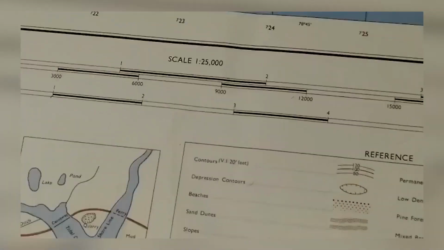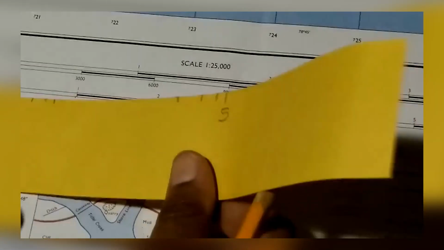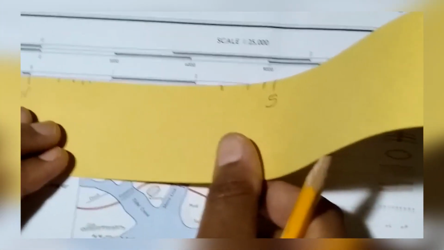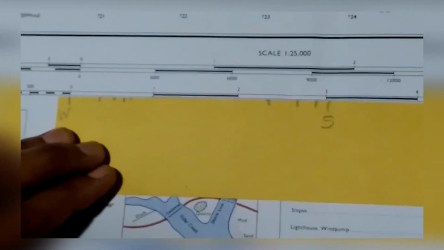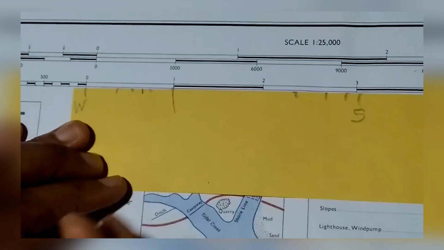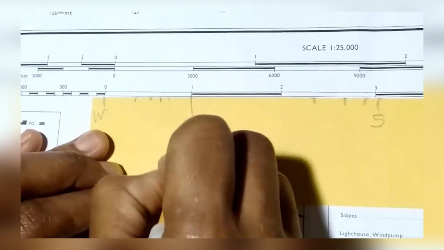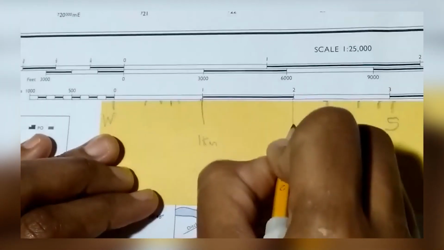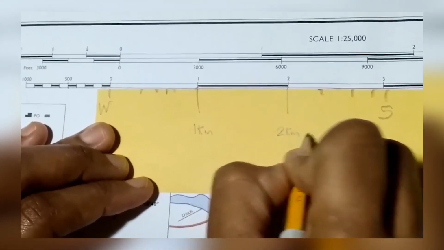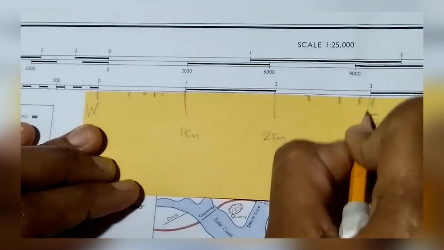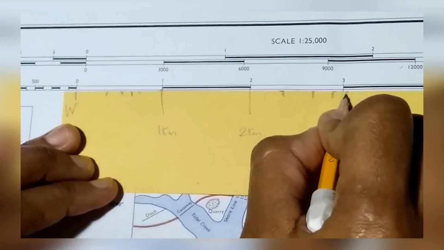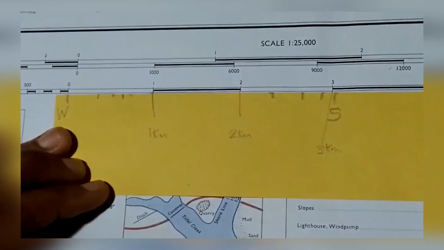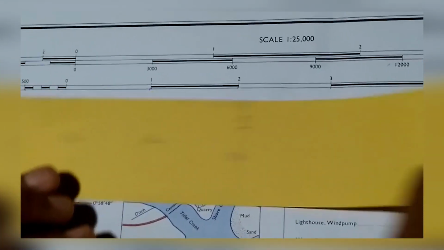Okay, once we're at the scale, start at point 0. So I'll align the W at 0 and we'll mark off the kilometers. So that's 1 kilometer, 2 kilometers, and basically 3 kilometers. So the distance is 3 kilometers. There's a little space left, but it's very insignificant. So the total distance is 3 kilometers.